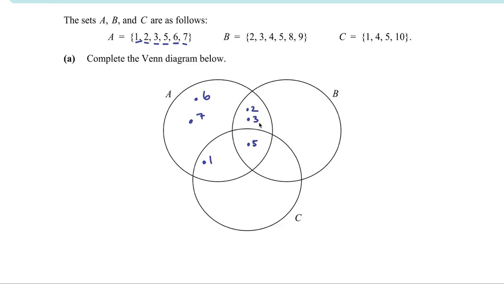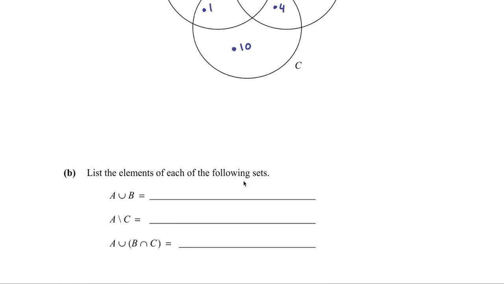Let's look at B. I have 2, 3. 4 hasn't been placed yet. But if I look at 4, 4 belongs to both B and C. So I can put that in here. Then the next one is 5. Element 5 is already placed. Element 8 only belongs in set B. And then element 9 also only belongs in B. For set C, I've already placed 1 and I have placed 4 and 5. So the last one I need to place is element 10. So there I have my Venn diagram filled in from the sets that they gave us.